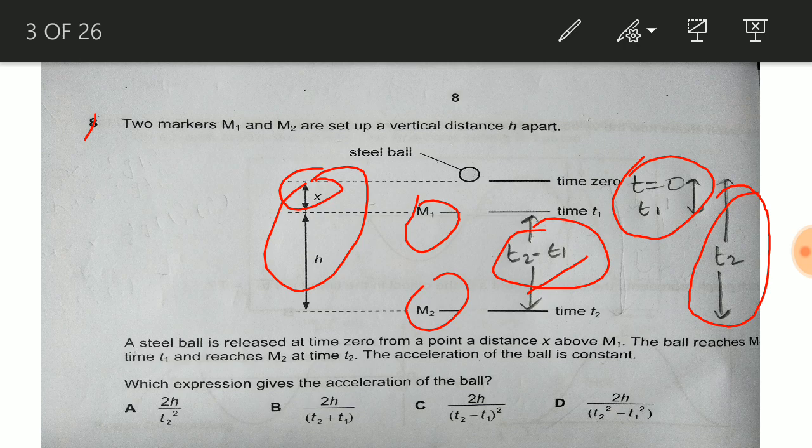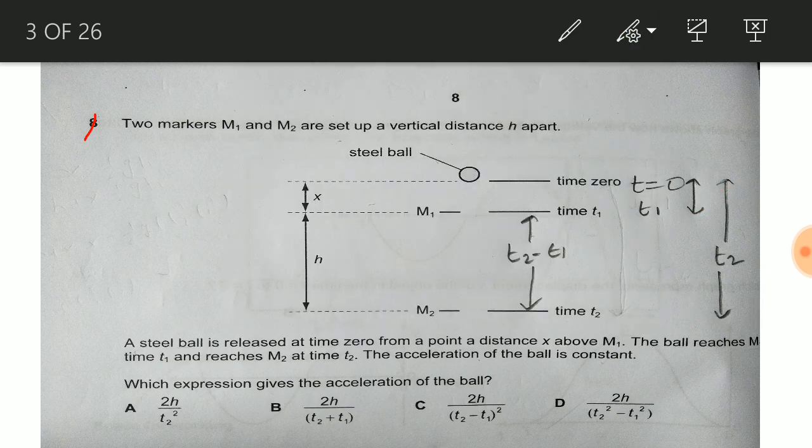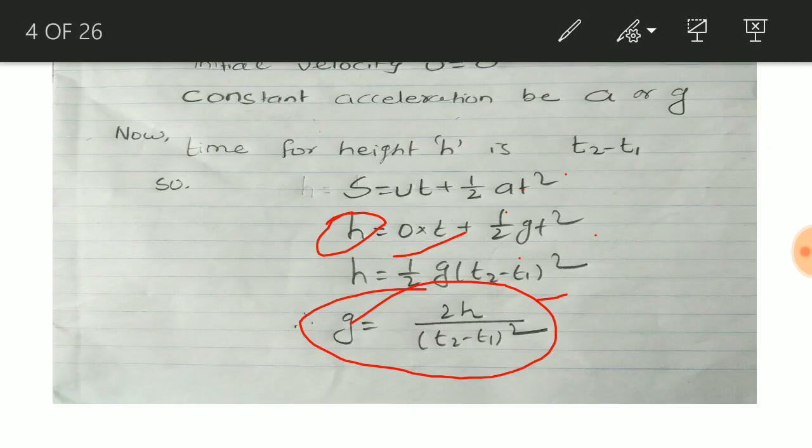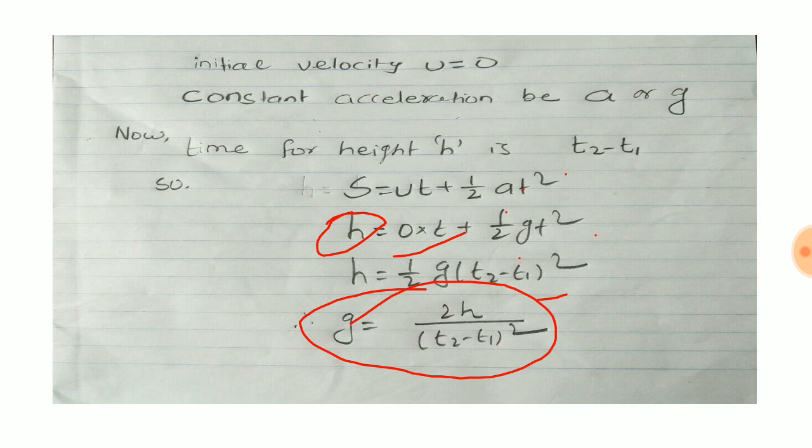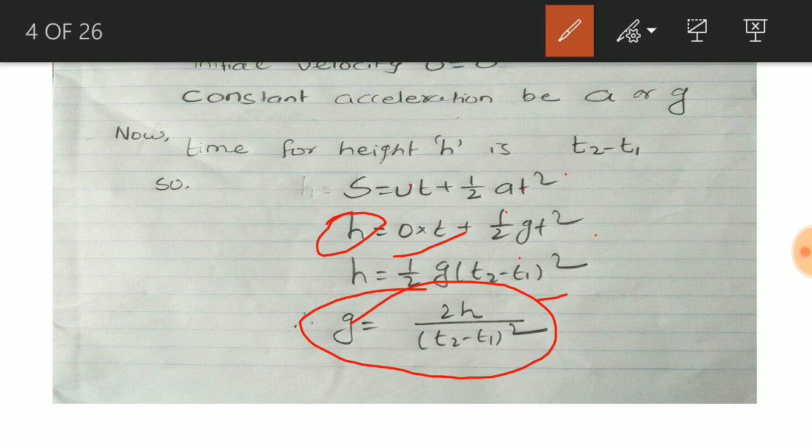But this is a wrong answer. This is not a right answer because of our supposition in this question. In this question, we suppose that u is equal to 0. Here we suppose that u is equal to 0.